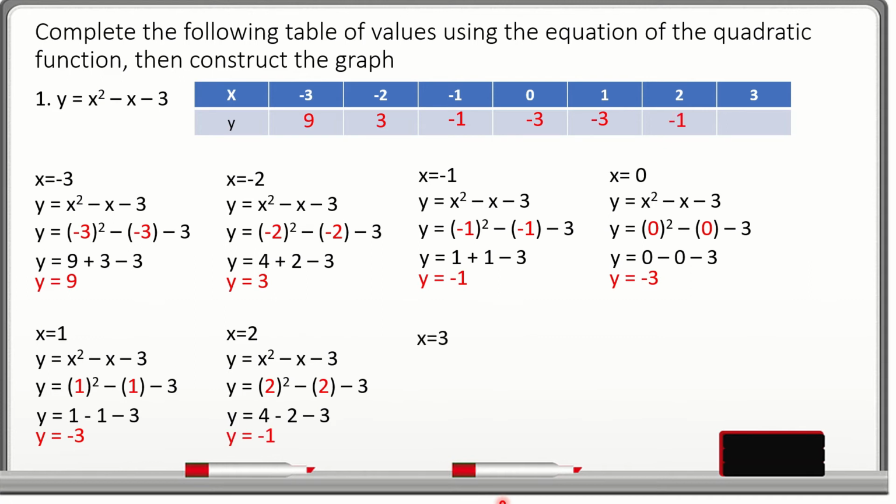And lastly, we have x is equal to 3. That is y is equal to x squared minus x minus 3. We have y is equal to 3 squared minus 3 minus 3. So we now have 3 squared, which is 9, minus 3 minus 3. So 9 minus 3 is 6. Minus 3, we have y is equal to 3. So we already completed the table of values.